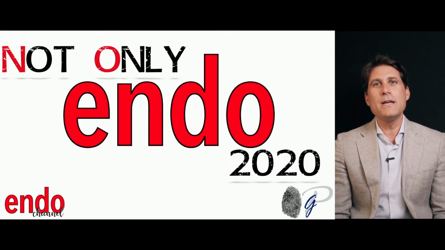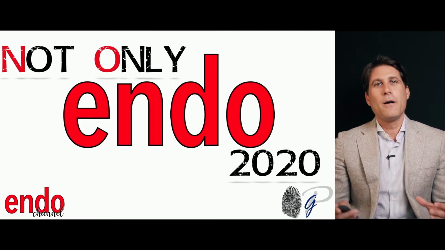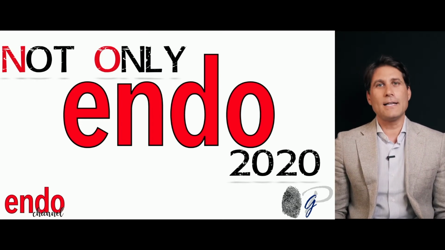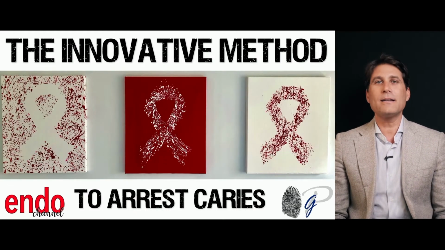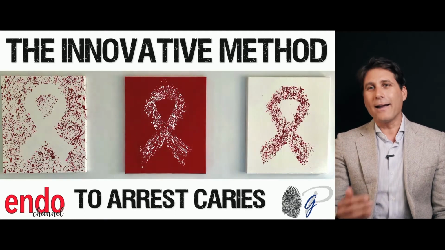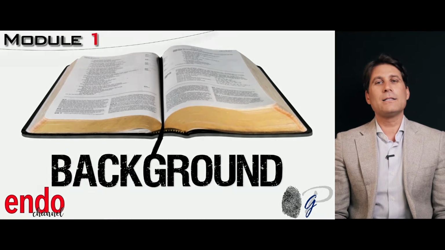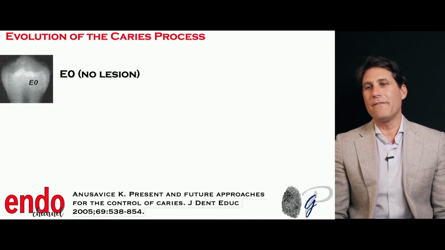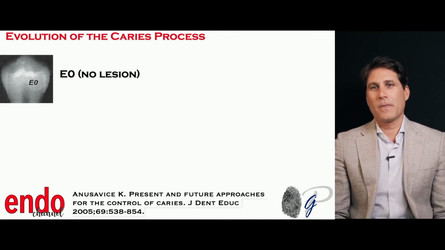This session will be on a particularly attractive topic related to some restorative and preventive parts. So this first lesson will deal with an innovative method to arrest incipient carious lesions. The background of this module 1 of the Endo Channel will start from the evaluation of the carious process. We know by definition that the E0 stage is no carious lesion.